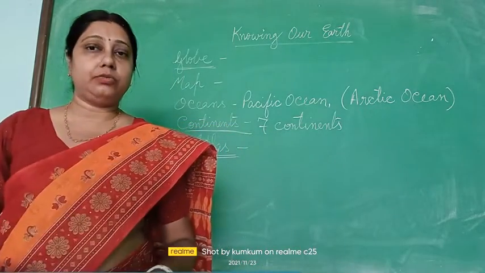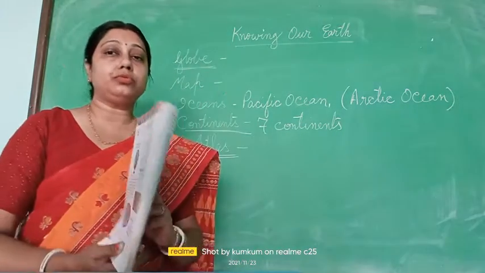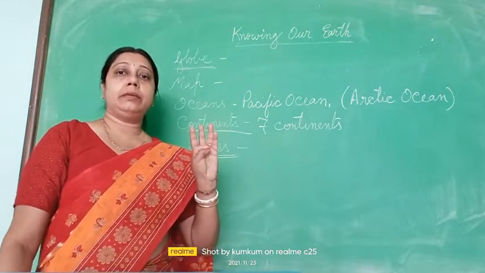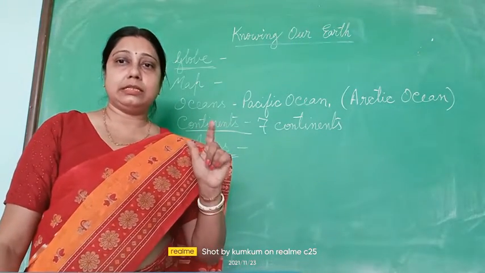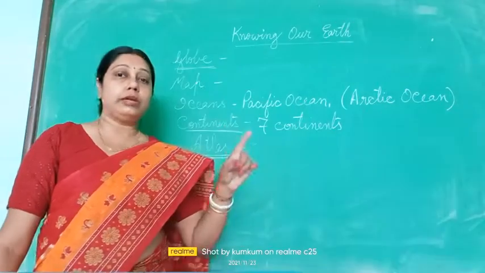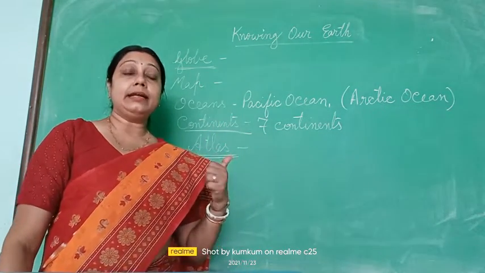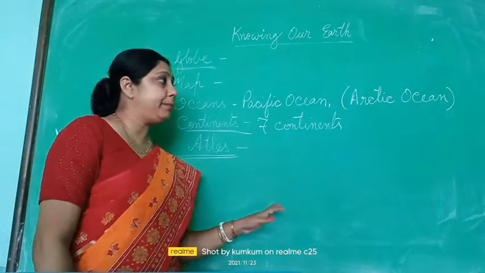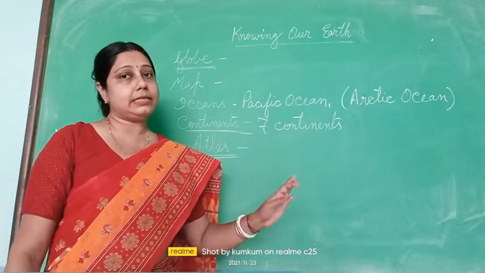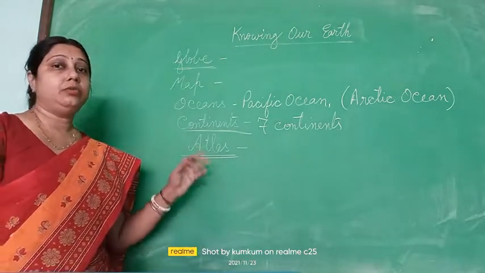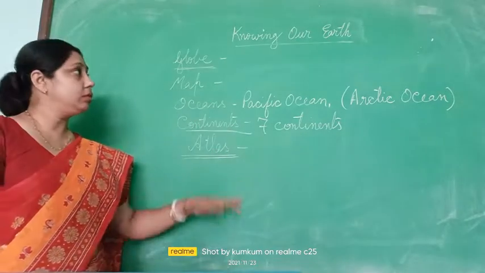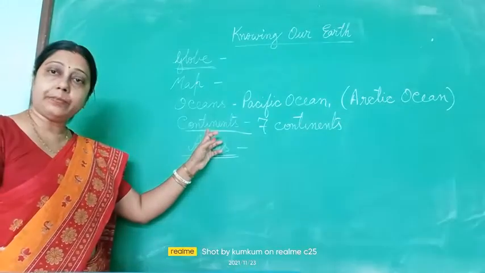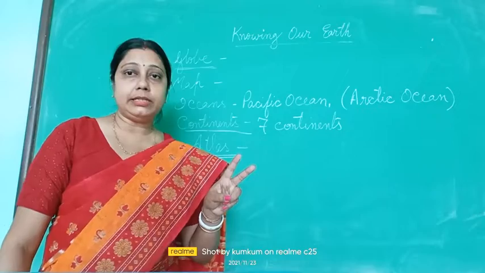Whenever you are reading this chapter, go through the difference between globe and map. This is the first point. The names of the oceans, names of the continents, the largest ocean, the largest continent, the smallest ocean and the smallest continent, and the directions on which basis we study the map. These are the key and important points of this chapter. Very easy chapter. If you go through it, you can learn everything by heart.